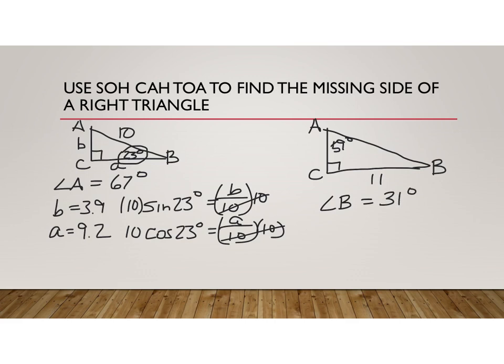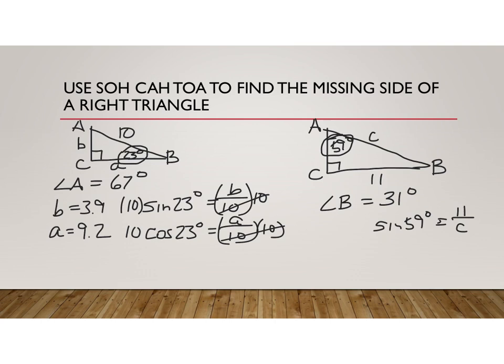If I wanted to find the hypotenuse, so find c, again using the angle they give you, 59 degrees, I have the opposite side. I'm trying to find the hypotenuse. Opposite and hypotenuse would be the sine. So the sine of 59 would be 11 over c.